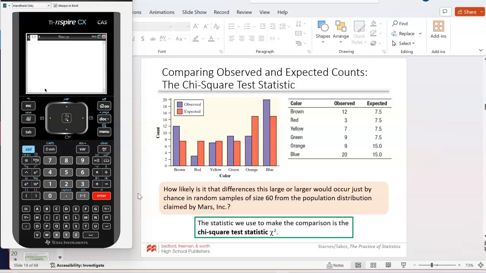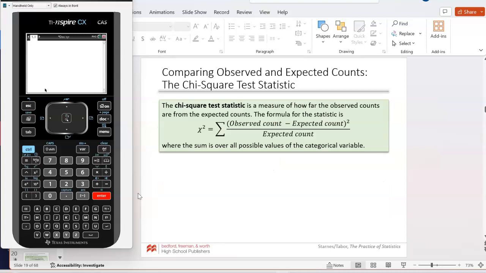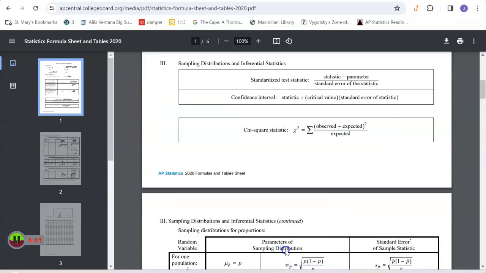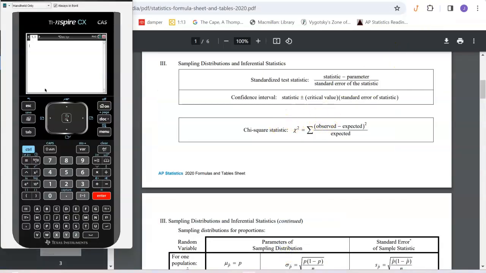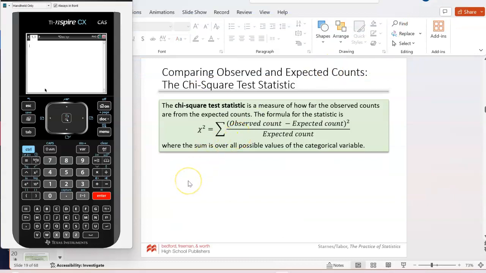And so it kind of looks like an x squared, but you write it in a cursive way. It's chi. This is, I believe, on your formula sheet. So if you look at the formula sheet, there it is. You don't have to memorize that formula. The chi-squared statistic is on there, so you can use that anytime you want.